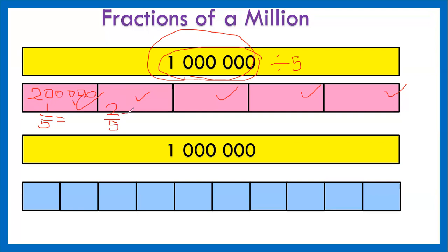2/5 of a million is 400,000. 3/5 of a million is 600,000.